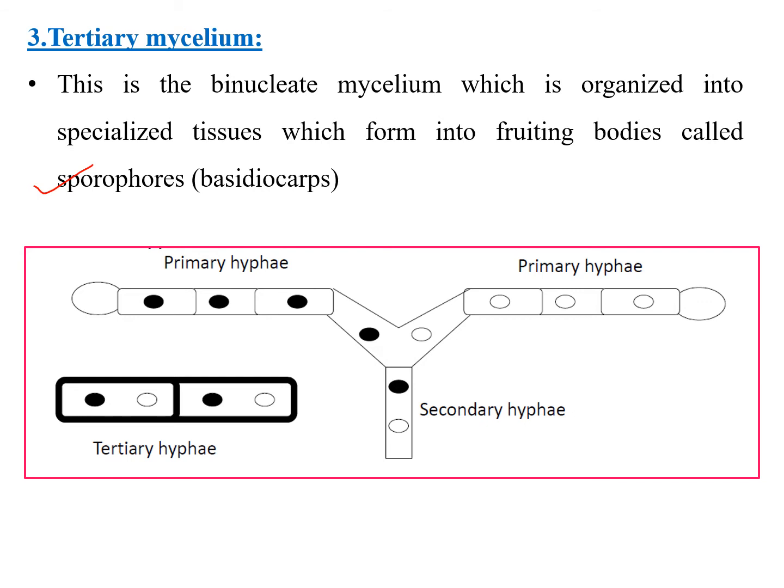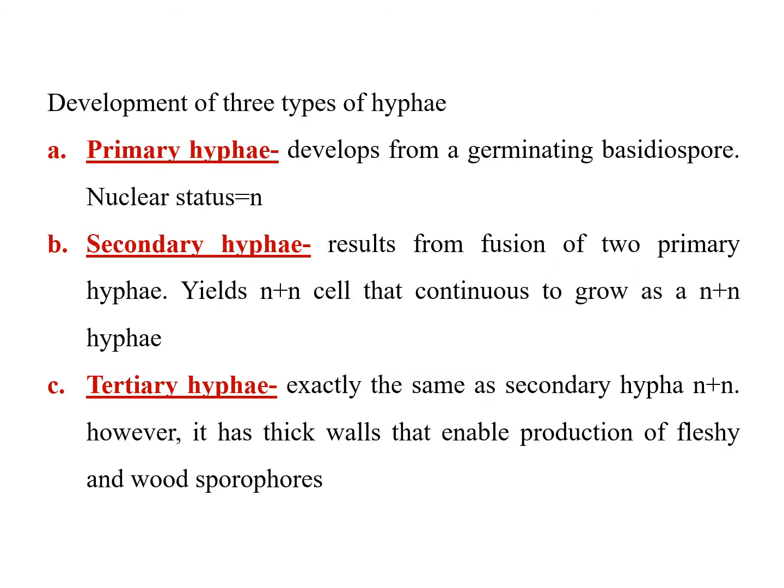So there are three types of mycelium in the Basidiomycota: primary mycelium, secondary mycelium and tertiary mycelium. Primary mycelium is uninucleate in nature, secondary mycelium is dikaryotic in nature, and tertiary mycelium is a binucleate mycelium which is organized into specialized tissues resulting in the formation of fruiting bodies, known as sporophores or basidiocarps. This is the tertiary mycelium. So in a pinpoint, let us see what primary hyphae means.